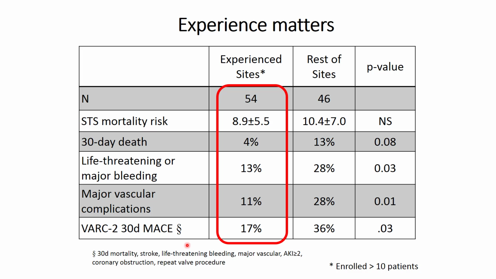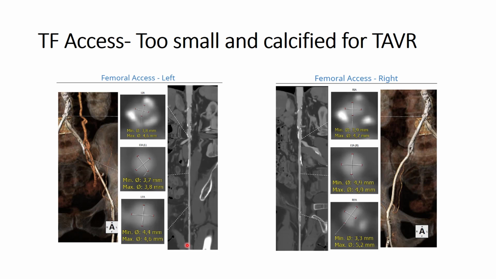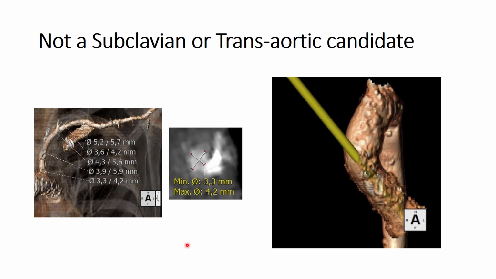I'm going to go step by step through a case that we did earlier this year at UBMC. We had this patient who had very small and diseased iliac and femoral arteries on the left, and on the right side as well. You're talking 3 to 4 millimeters, so this is impossible for TAVI. If you look at the subclavian or the transaxillary, my second option, you also have 3 millimeters, which is not amenable to percutaneous TAVI.